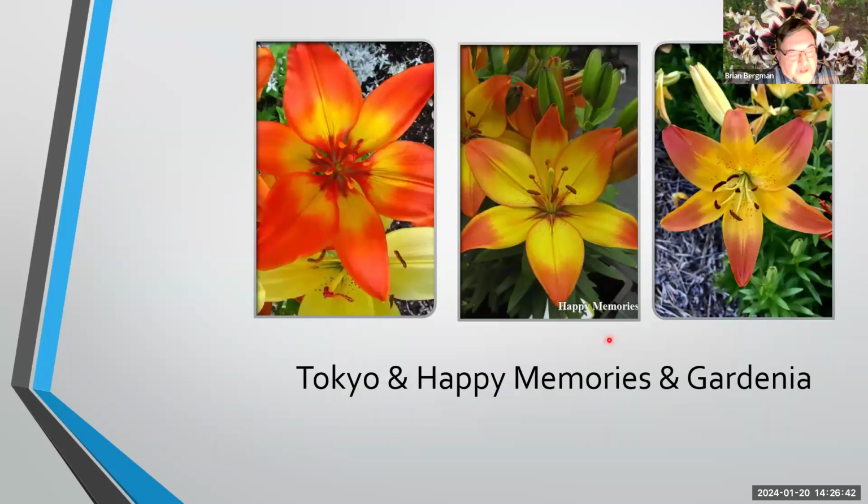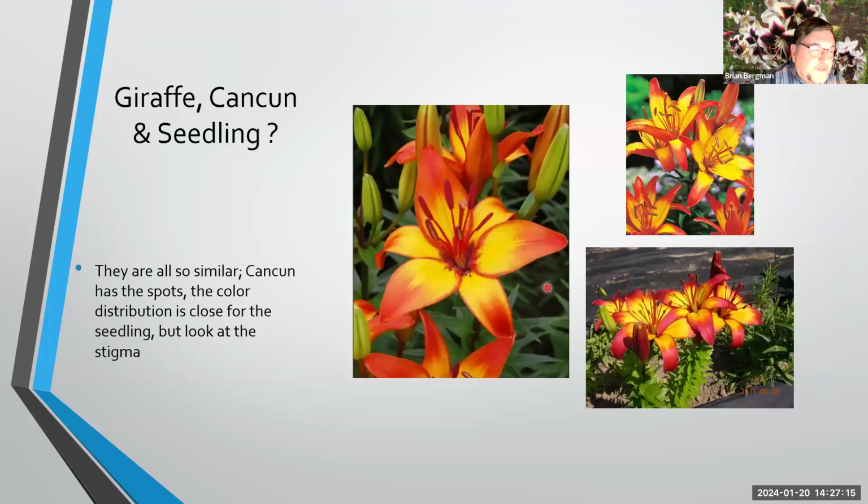And then I've got some that look similar, but they're different. There's Gardenia, that's the far right. There's Happy Memories, that is in production right now. And Tokyo, which was an older one. These all are bicolored, but look at the nectaries, look at the shape of the petals, look at the stigma, look at the color of the anthers. That will give you direction on what lily it is. Look at the nectary star in the middle. Yes.